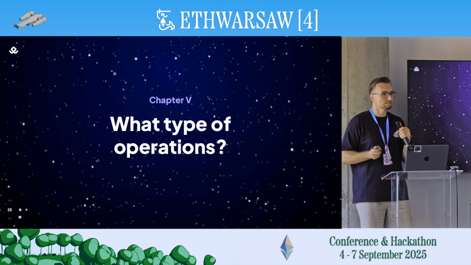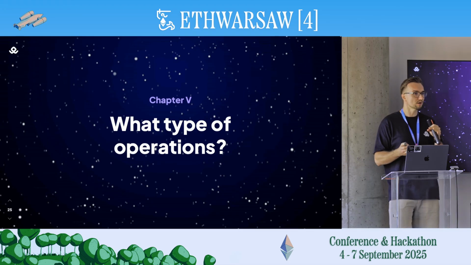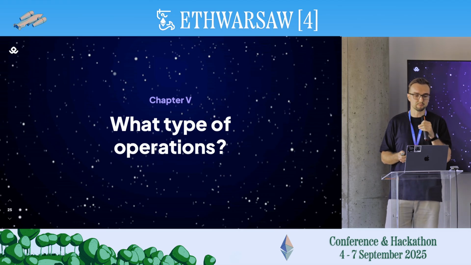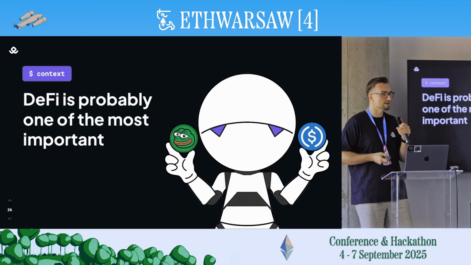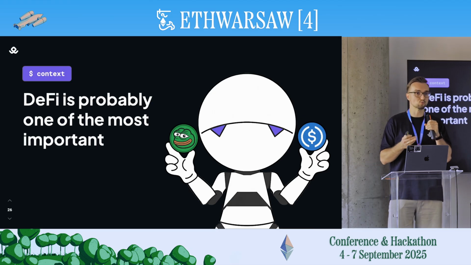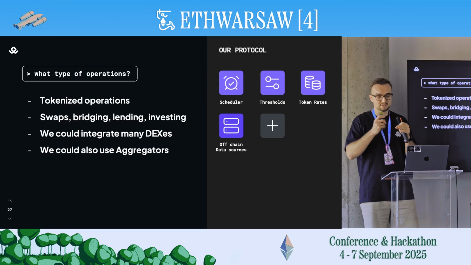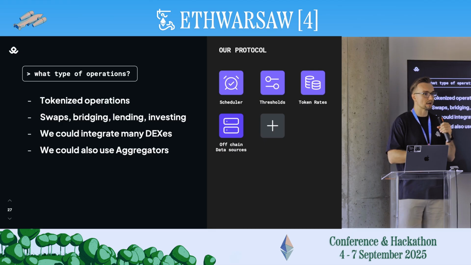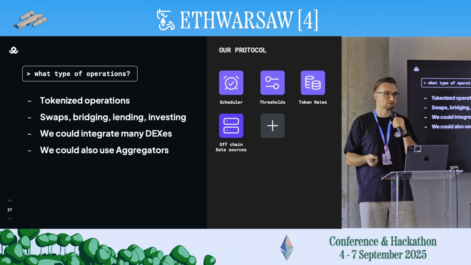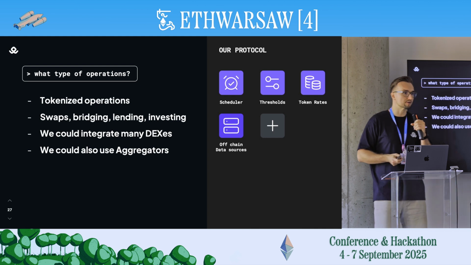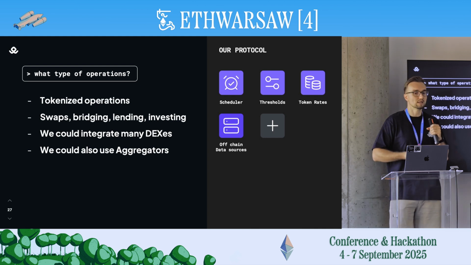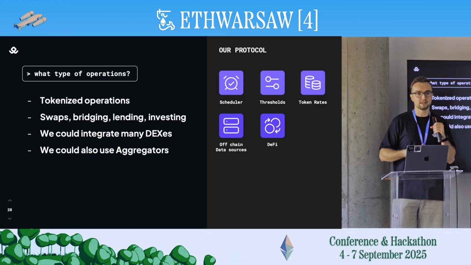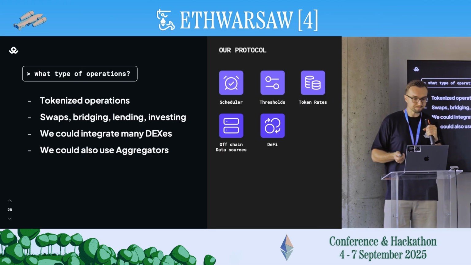Going further, okay, we've discussed transfers. It's pretty trivial, I would say. You don't want to automate transfers only. You definitely want to go deeper than that. DeFi is probably one of the most important aspects that you would want to automate. Stuff like tokenized operations, swaps, bridging, lending, investing. You could integrate some DEXes yourself. You could use aggregators. You could spend hours integrating different DeFi protocols. But why would you do so? We've covered you for that, and we have added DeFi integrations where you can automate basically any tokenized operations.